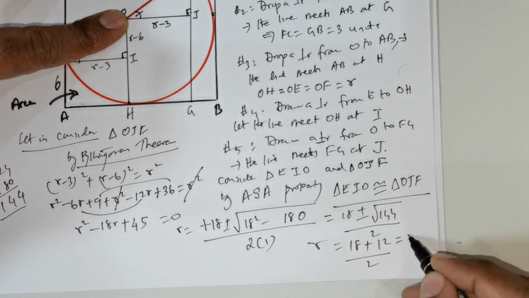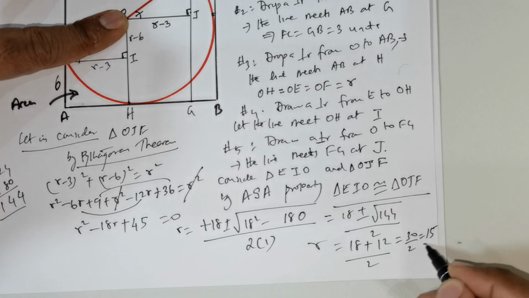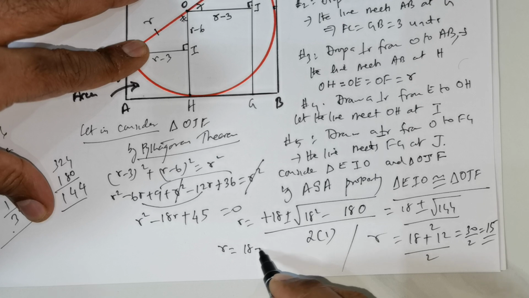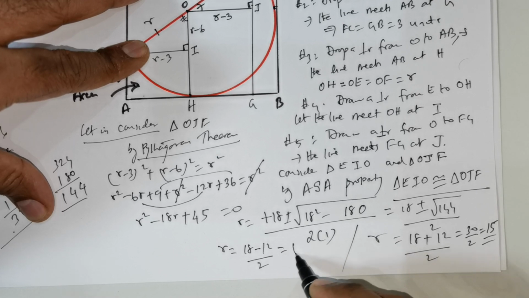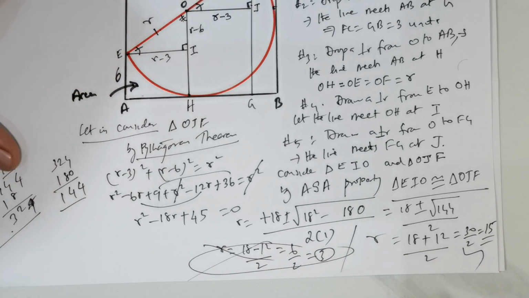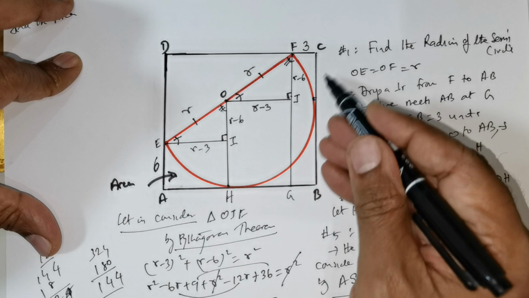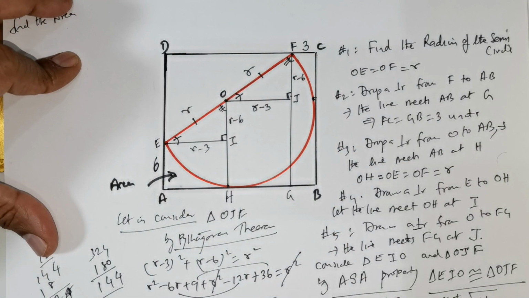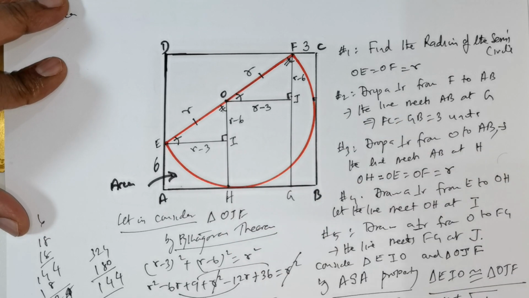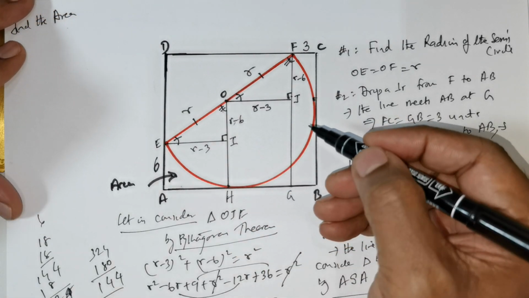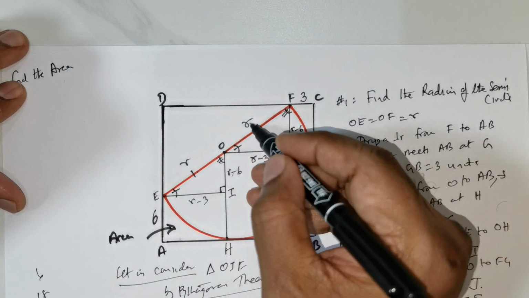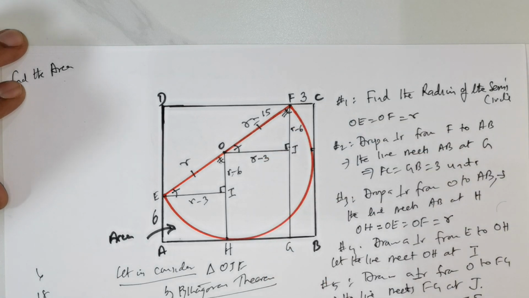This is 18 plus 12, which is 30, divided by 2, which is equal to 15, or you have R equal to 18 minus 12 divided by 2, 6 divided by 2, which is equal to 3. Now this is not possible, because of the sizes which we have here. If you were to take R equal to 3, you get a negative value. So we can't. So R is equal to 15. Having got that, I can clearly place the value R equal to 15.